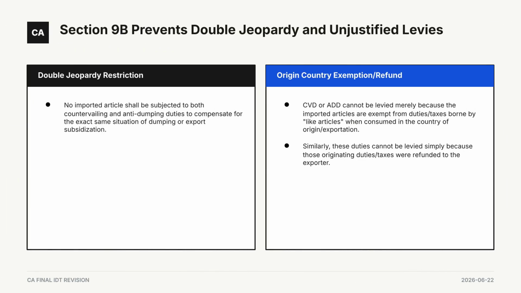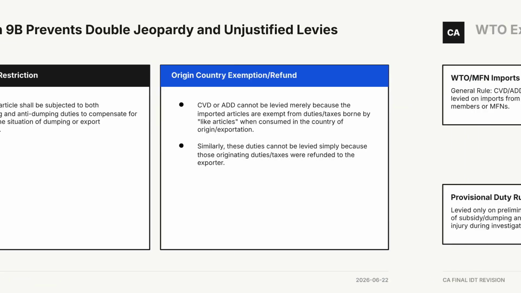One of the most important restrictions under Section 9B is the principle against double jeopardy. An imported article cannot be subjected to both countervailing duty and anti-dumping duty for the same instance of dumping or export subsidization. Another restriction relates to exemptions or refunds granted in the exporting country. Merely because a product enjoys tax exemption or tax refund in its home country does not automatically justify the levy of CVD or ADD in India. These duties must be based on genuine injury and statutory requirements, not simply on foreign tax policies.